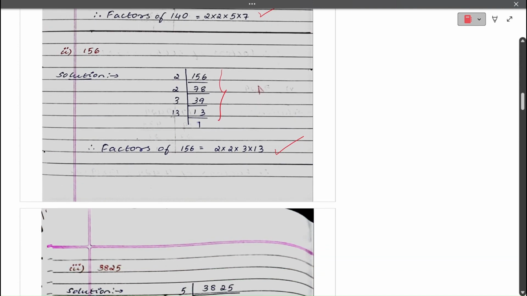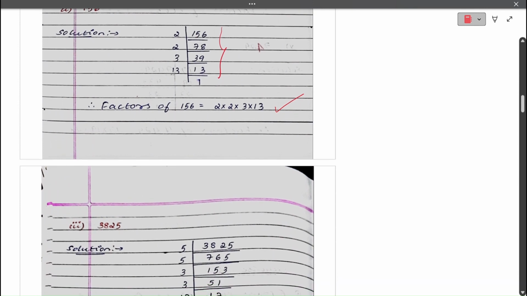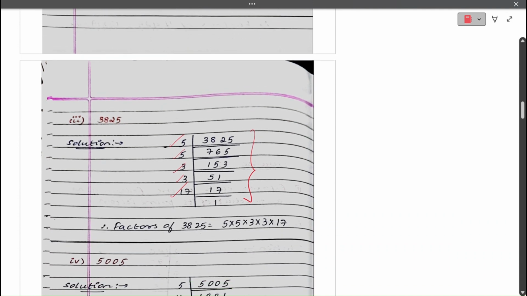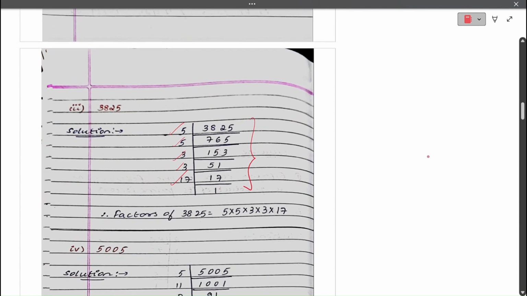In a similar way, we will find it out for 3825. The prime factors for 3825 are 5, 5, 3, 3 and 17. 5 times 765 is 3825. 5 times 153 is 765. 3 times 51 is 153. 3 times 17 is 51. 17 times 1 is 17. So henceforth the factors are 5 square into 3 square into 17.